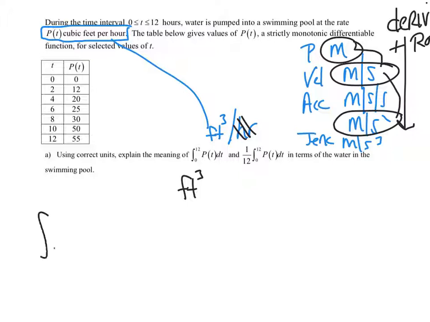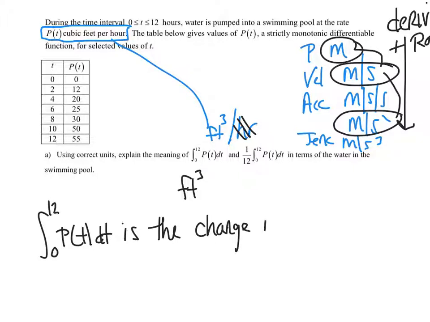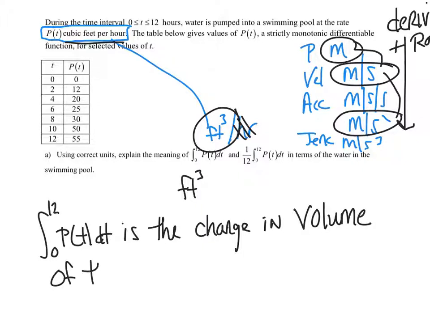So we're going to say the integral from 0 to 12, and this needs to be in your notebook perfect, so you can reference it, is the change in. Okay, so let's talk about what the change is in. If you had cubic feet per hour and you ended up with cubic feet, what's measured in cubic feet? Well, of course, volume is. It's the change in volume of the water.